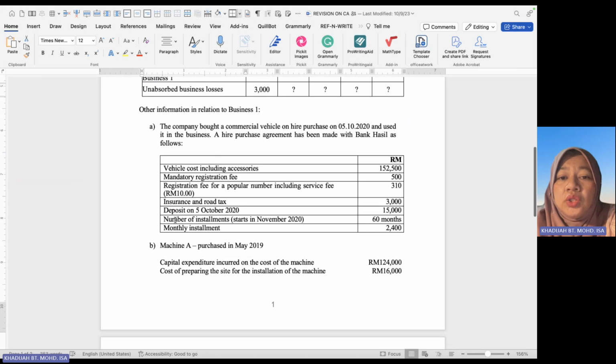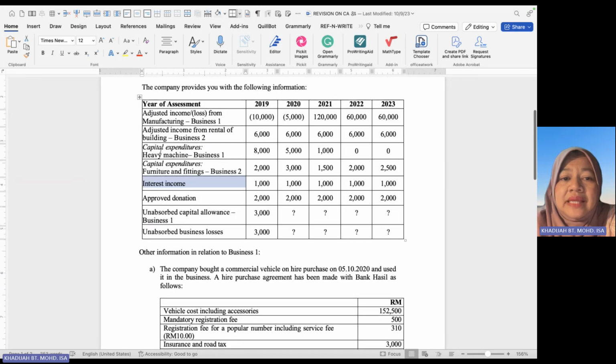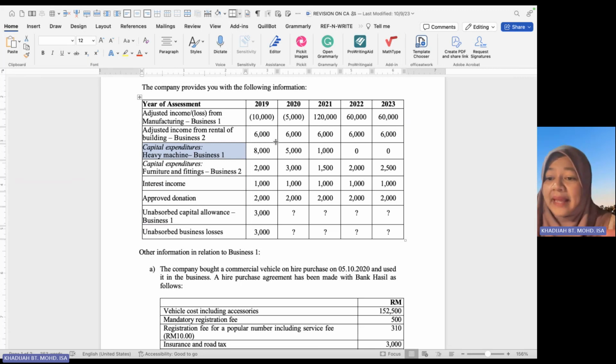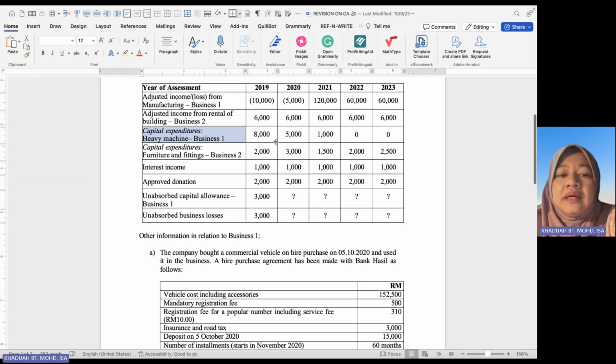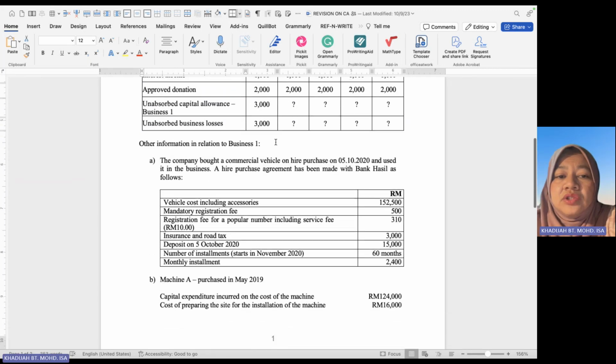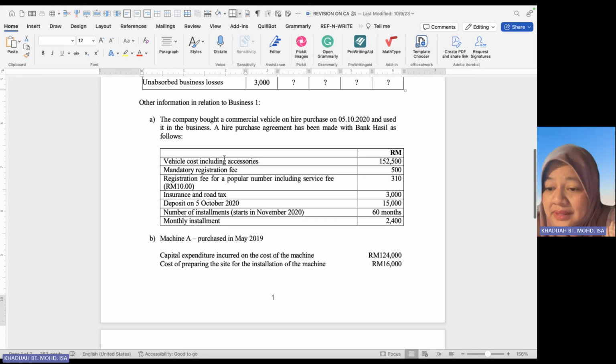On top of that, not only do you have this capital expenditure for business 1, you have heavy machinery that you incurred in 2019. So you're going to claim IA and AA. For 2020, AA. So do that. Remember that please prepare your capital allowance in table form. And then on top of that, you also have additional information.